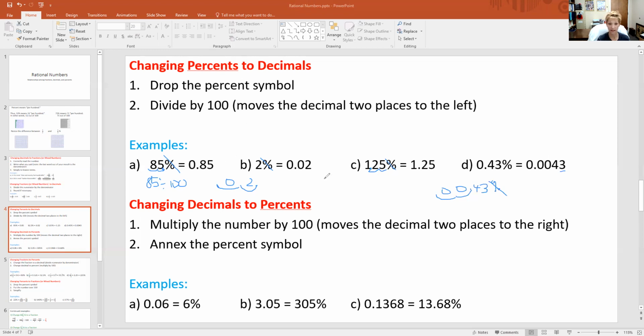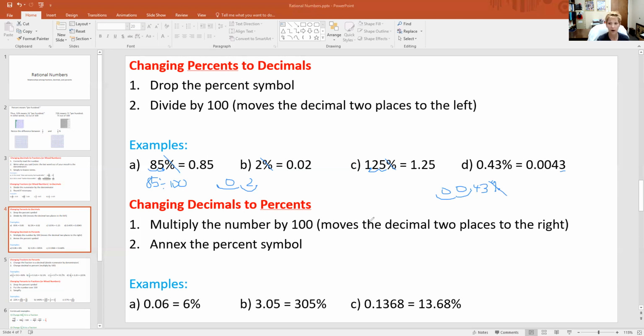You drop the percent sign, so make sure that the percent sign's not on the answer or it's wrong. And then you divide by 100. In other words, you move the decimal 2 places to the left. Well, now what if we wanted to go the other way? Instead of going percents to decimals, we want to go decimals to percents. Well, we're just going to reverse what we did up here. Instead of dividing by 100, we're going to multiply by 100. So instead of the decimal going 2 places to the left, it goes 2 places to the right.